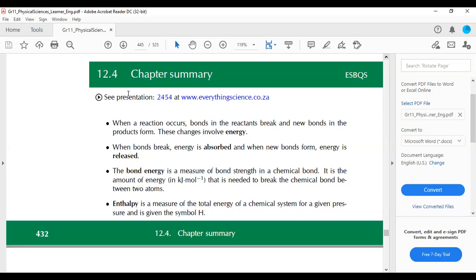But nonetheless, guys, this is a summary of everything. When a reaction takes place, bonds in the reactants break and new bonds in the products form. These changes involve energy. When bonds break, energy is absorbed, and when new bonds form, energy is released. The bond energy is a measure of bond strength in a chemical bond. It is the amount of energy in kilojoules per mole that is needed to break the chemical bond between two atoms. The enthalpy is a measure of the total energy of a chemical system for a given pressure, and it's always given by the symbol H.